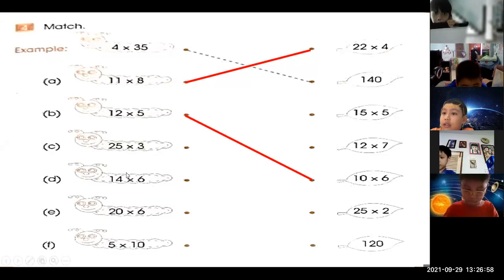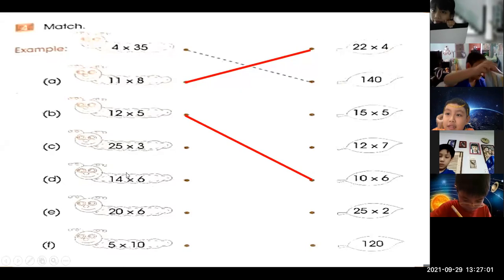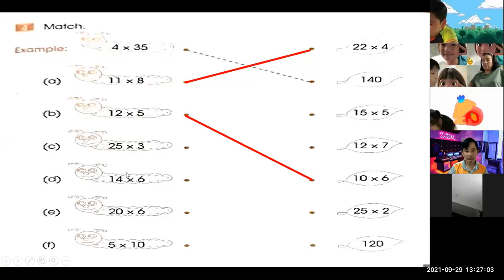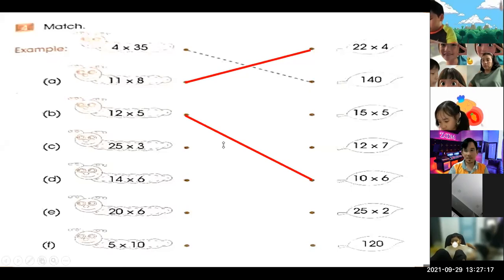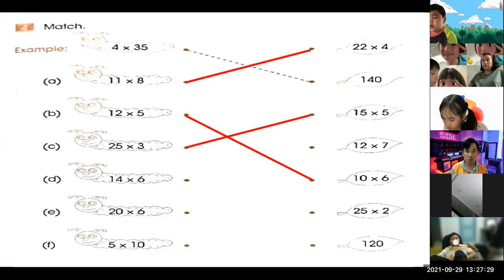Letter C, 25 times 3. What's your answer? 25 times 3. The partner of it is? 15 times 5. Because 15 times 5 is equal to 75.